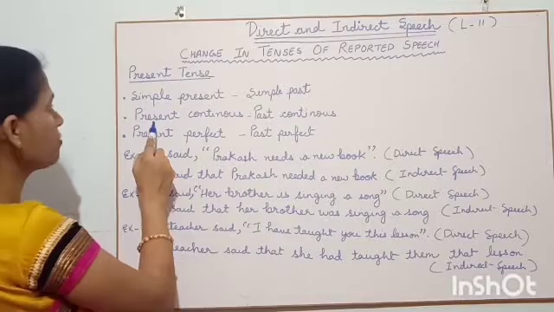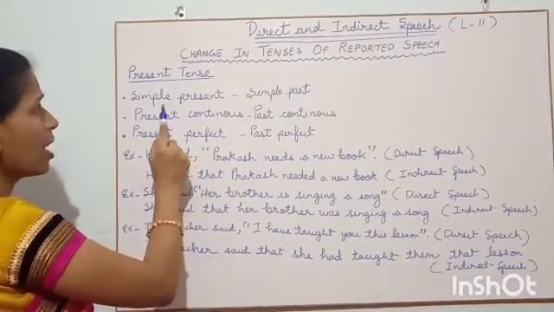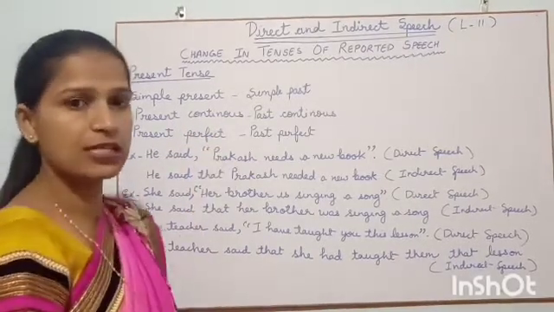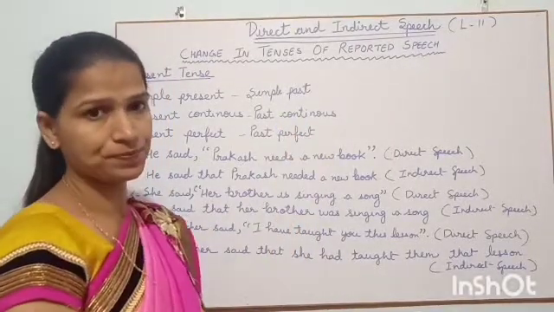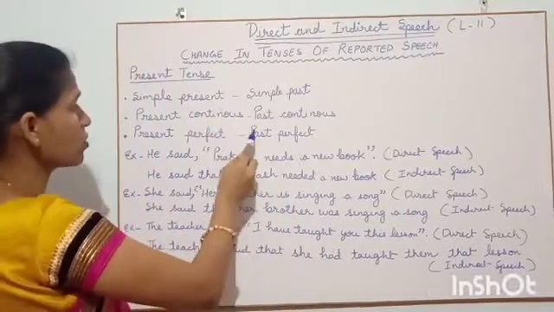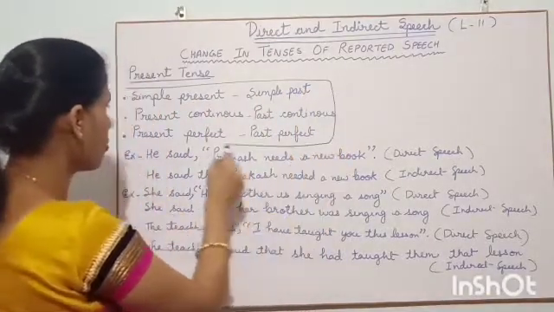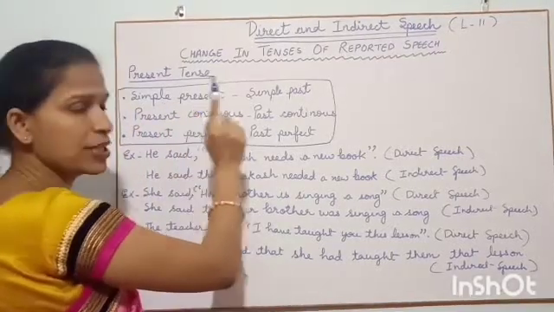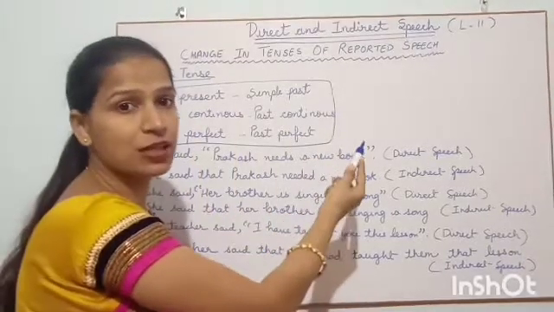The same thing goes with present continuous tense. When the tense in the reported speech is present continuous, it will change into past continuous. This is not very difficult to learn. I have written it in such a manner so that you may understand. This portion is very, very important, and you have to keep it in mind. Simple present will change into simple past. Present continuous will change into past continuous.